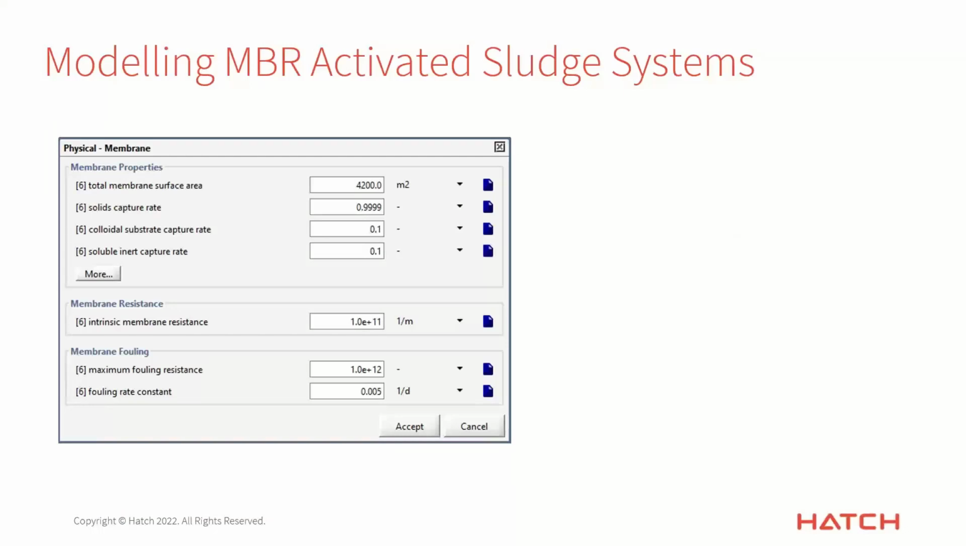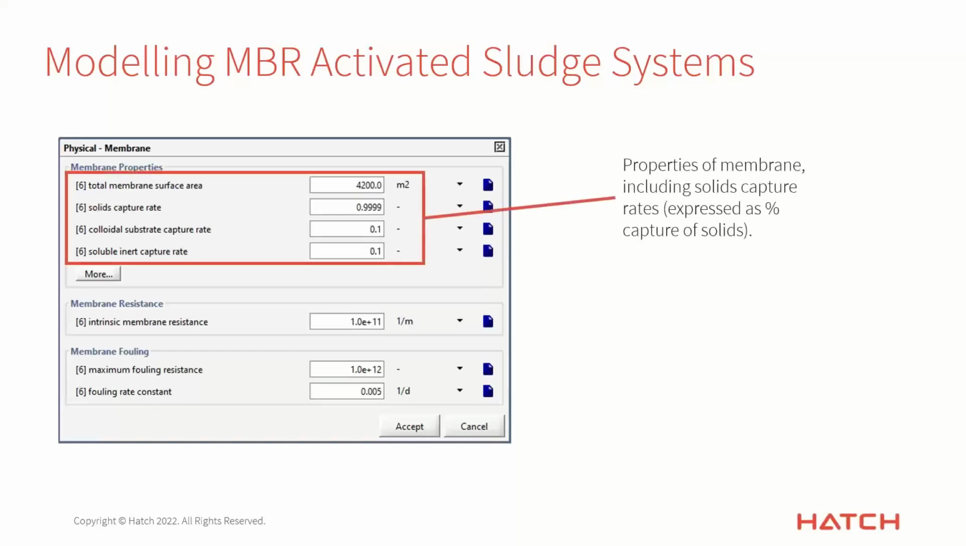However, for the physical membrane settings, this is where we're going to set the details of how much membrane surface area do we have in the tank and what is the properties of that particular membrane. So you'll see here membrane surface area, the solids capture rate, and so on. So by default, we set a solids capture rate of 99.99% of the solids captured on a concentration basis.